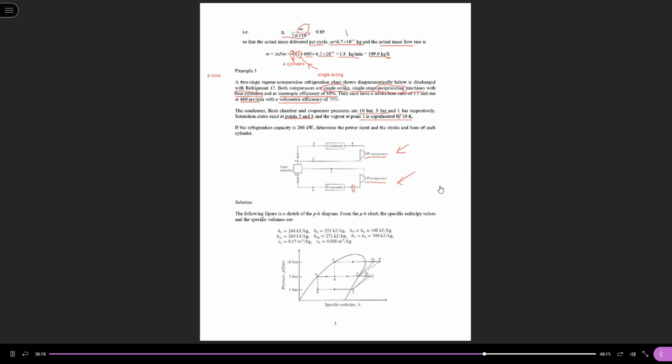So then we can see that there is a mixing process here, and from 1 to 2 is an irreversible process, not an isentropic process. Okay, and from 3 to 4. But state 1 is superheated.